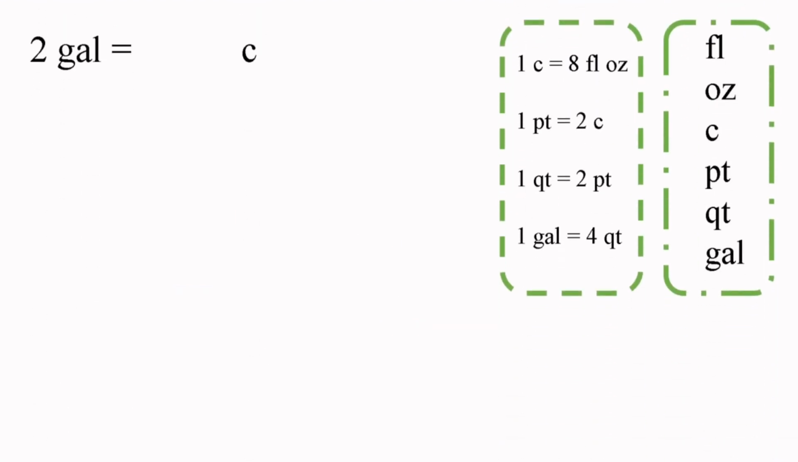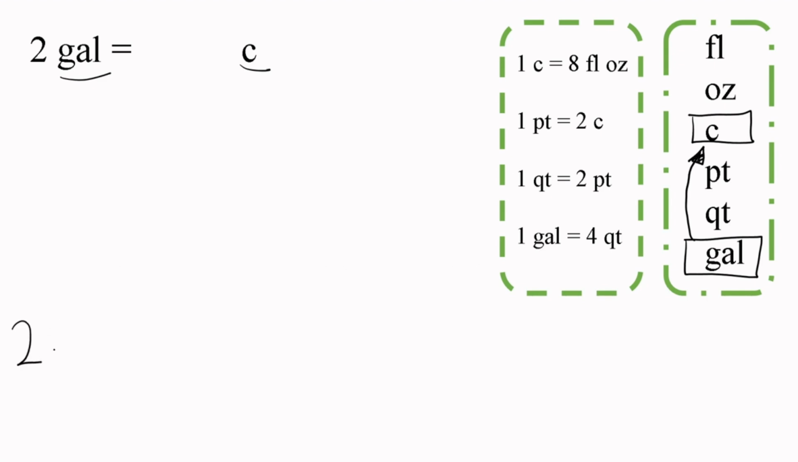Let's solve the next example together. We have 2 gallons and we want to convert it to cups. Let's specify if we are making the unit smaller or larger. As you can see, gallon is here and cup is here, and we are moving upwards, so we are making the unit smaller. Where should we start?